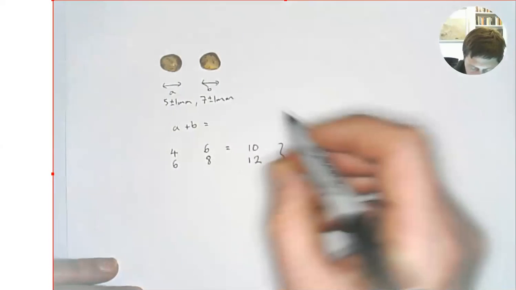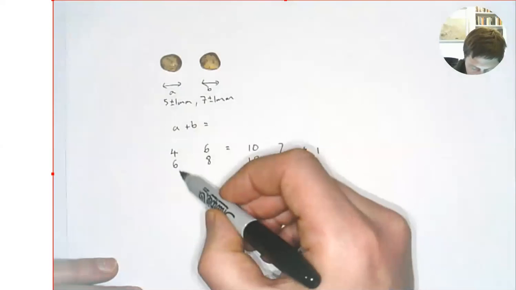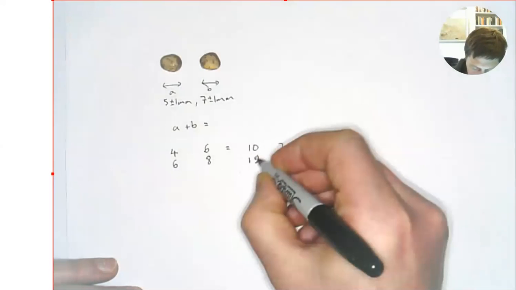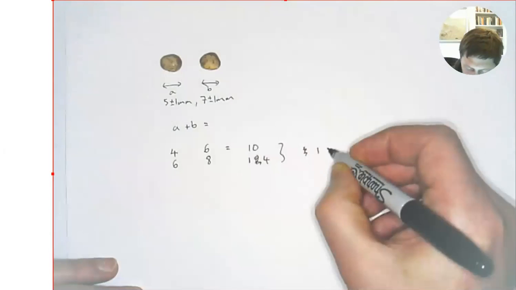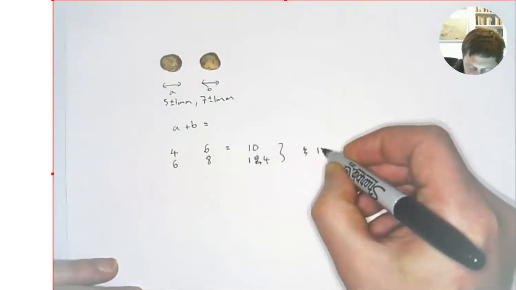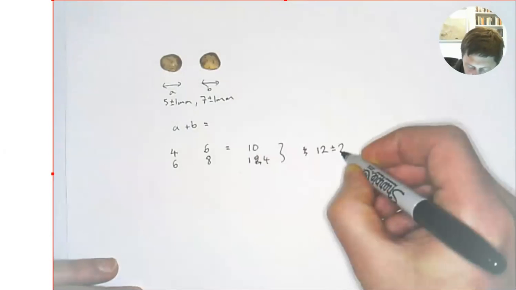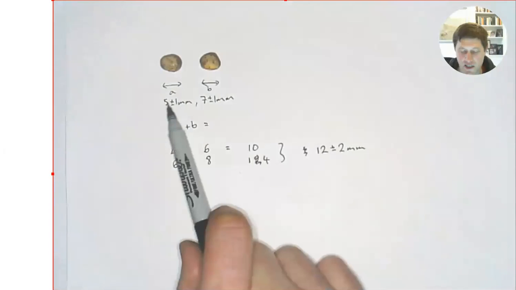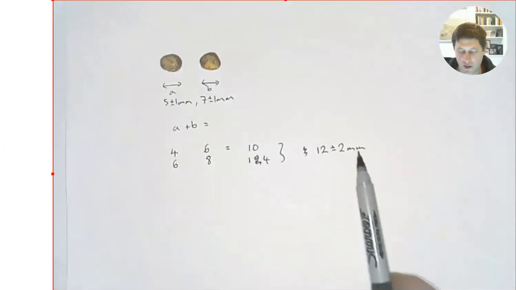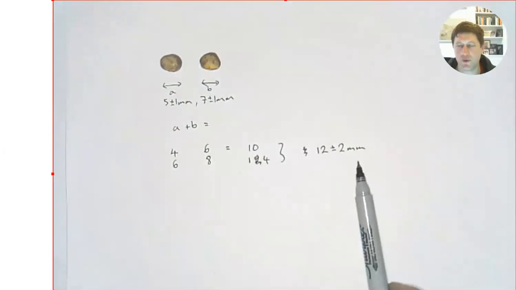What have I done wrong? 14. Our expectation is that it would be 12 millimeters plus or minus 2 millimeters. So that's one way of looking at it, but that would be the worst case. That's the worst case here and the worst case here, put together to give the worst case here.